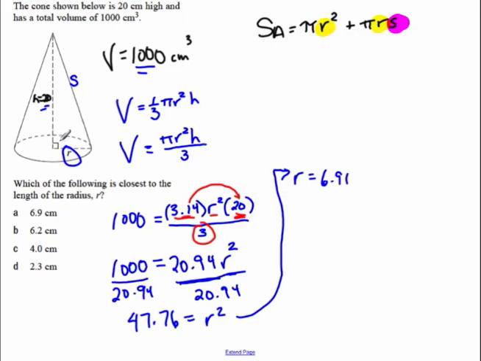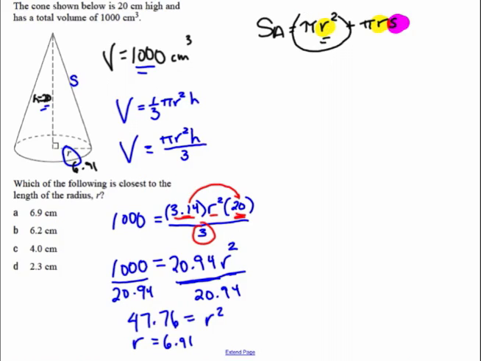Okay, so now we have the radius. Actually, I'm going to put it down here so we can save some space because we're going to need that to find the surface area. So I'm going to erase that. All right. So now we have the radius, which is 6.91. So we can solve this part of the surface area. We can get the circle part, no problem. 3.14, we have the radius at 6.91.